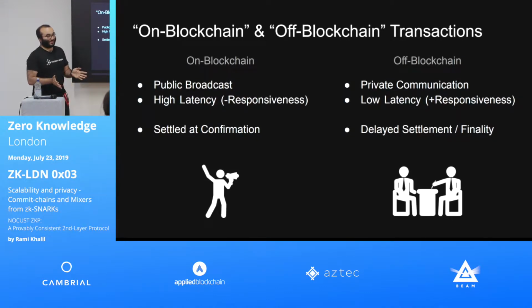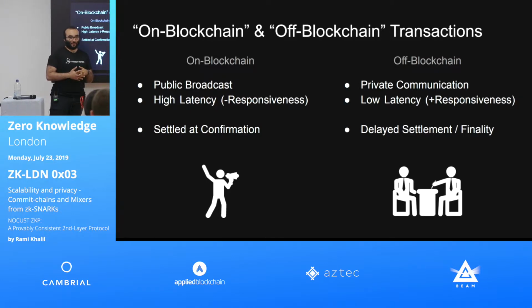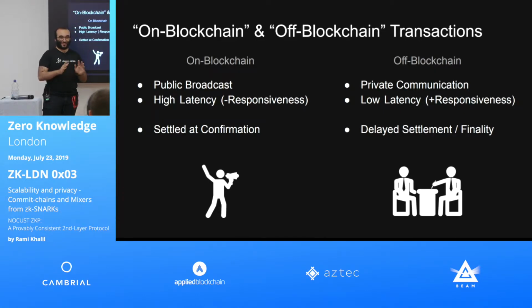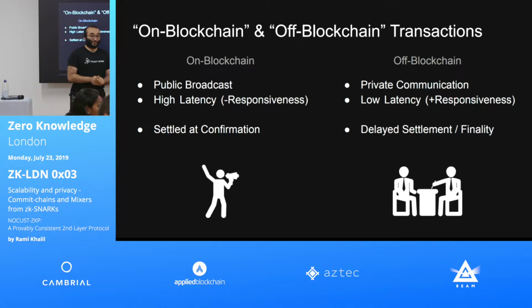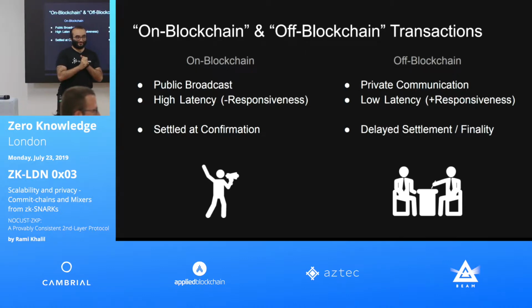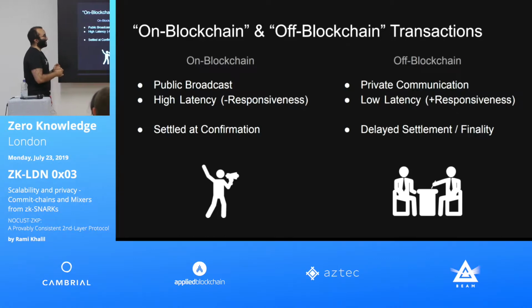Could you please raise your hand if you're not familiar with any second-layer solutions such as payment channels or Plasma or NOCUST? No hands raised, so everyone is familiar. Can you repeat the question? If you're not familiar with second-layer solutions, could you raise your hand? Again, no hands raised. Okay, so I'll still go through a brief intro.